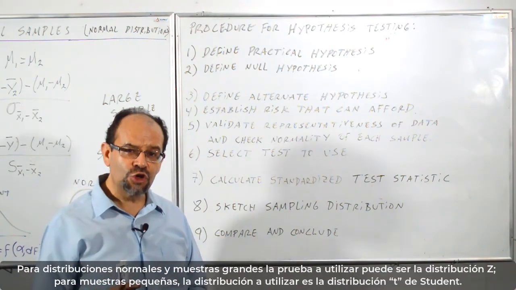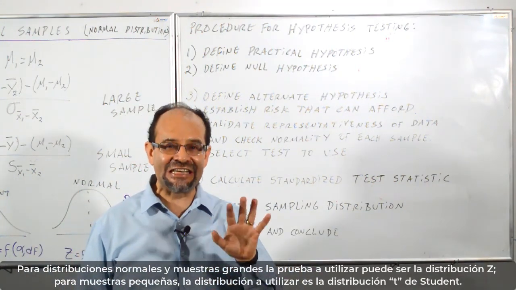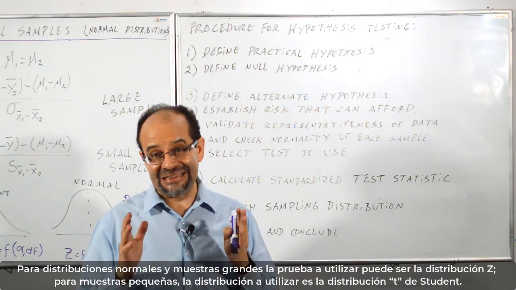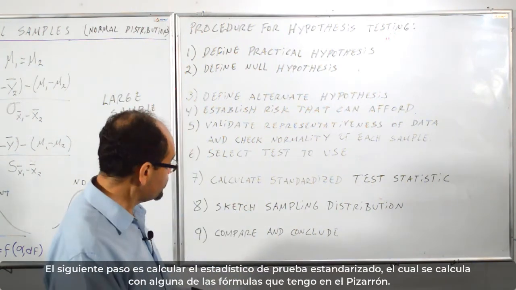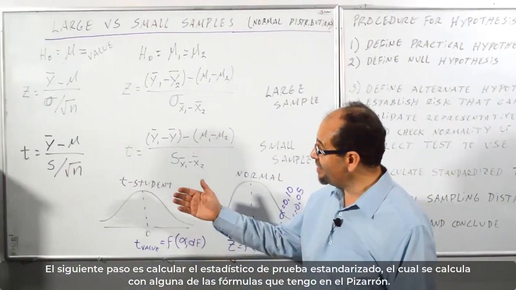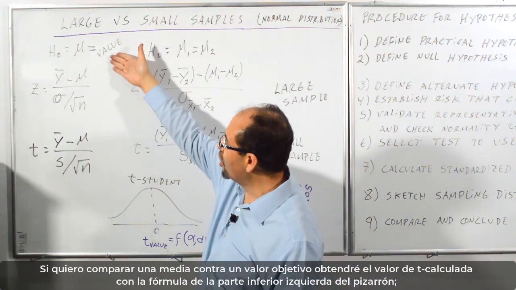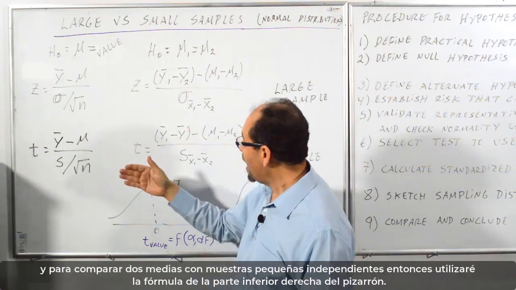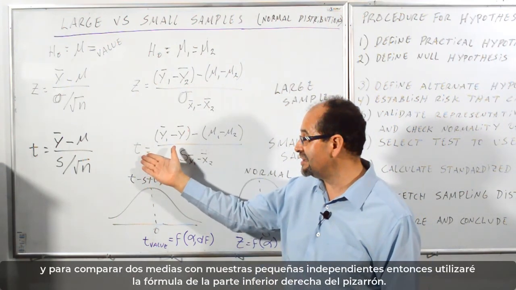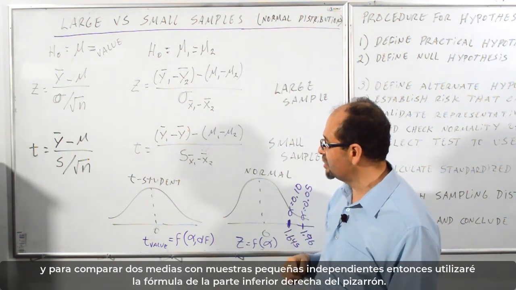For normal distributions and the large sample, the test to use can be the Z distribution. For small samples, the distribution to use is the T student test distribution. But calculate the standardized test statistics. Well, I have said that this will be the formula to use for the calculated t when you want to compare one mean against one value. And for independent samples, I have said that this is the statistic to calculate, the t-value to calculate when we are having independent samples, small samples.